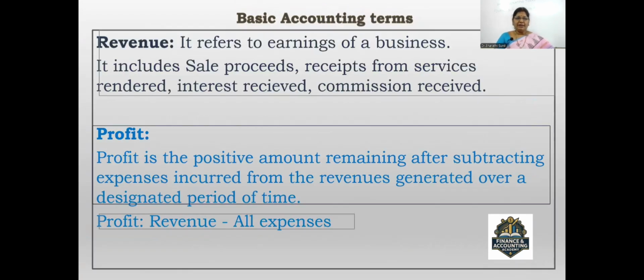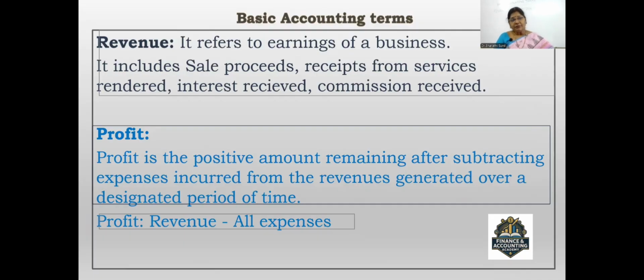Next, revenue. What is revenue? Whatever the earnings of your business. What are the earnings we generally make? When we sell our products, we receive sales proceeds, right? And whenever we are rendering any services, for that also we receive amount. And when we are investing some money in any investments, we receive interest. And when we are doing any activity, if we receive any commission, all these are called what? Revenue. Clear?